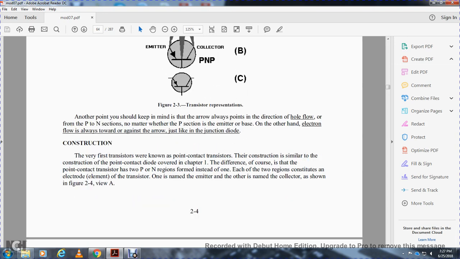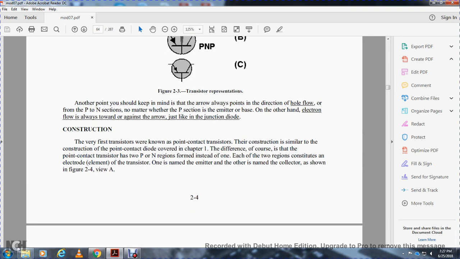Construction. The first transistor, well known as the point contact transistor. The construction is similar to the construction of the point contact diode covered in Chapter 1. The difference, of course, is that the point contact of the P and N regions is formed instead of one. Each of the two regions constitutes an electrode element of the transistor. One is named the emitter, the other is named the collector, as shown in Figure 2-4 view A.